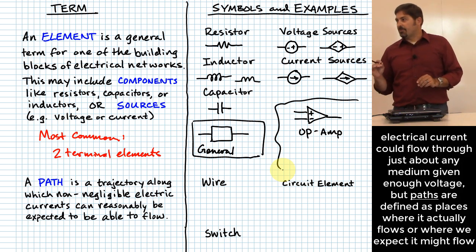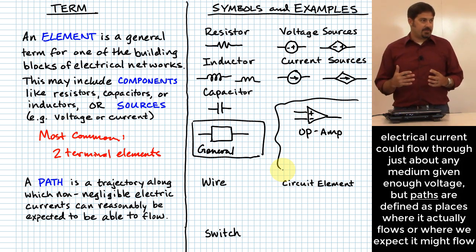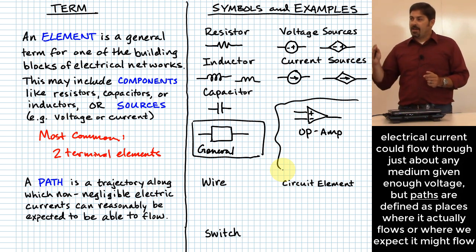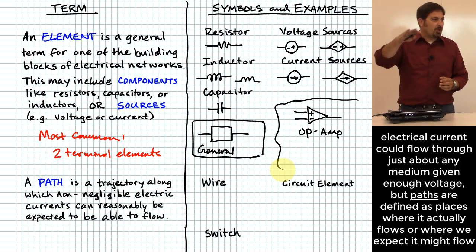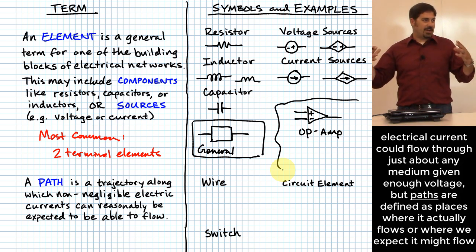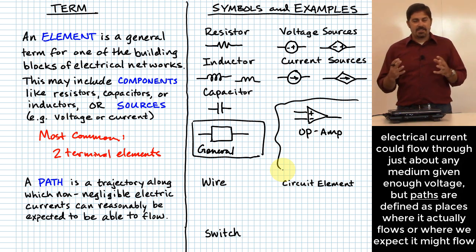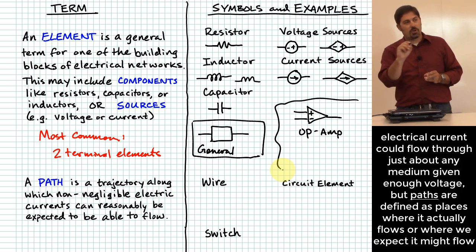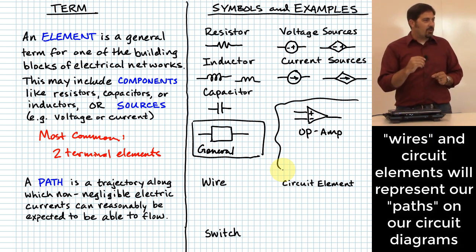The next thing I want to define is the concept of a path. All right? Specifically, when we talk about these paths, we're talking about a path that electrical current is expected to be able to flow on. Okay? Now, this gets a little tricky when you're out in the real world, because just about anything can become a conductor of electrical current if you have enough voltage. Okay? But it's easy enough in general cases for us to look at things and go, I think it looks like there's a path where current could go on a wire or on a circuit element.